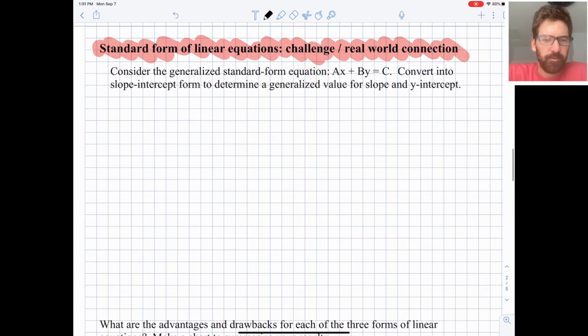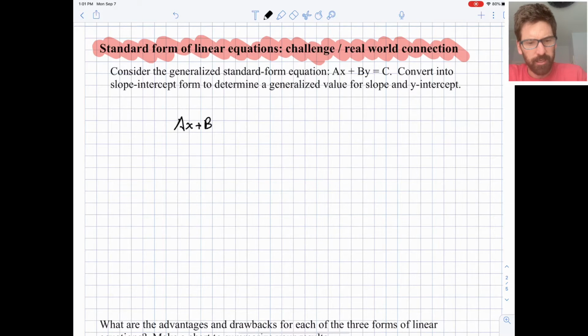So for the first one, we want to consider the generalized standard form equation of ax plus by equals c. And let's convert that into slope-intercept form and see if we can get a formula or a generalization for what the slope and y-intercept would be. So really that means solving for y, right? So let's start this out.